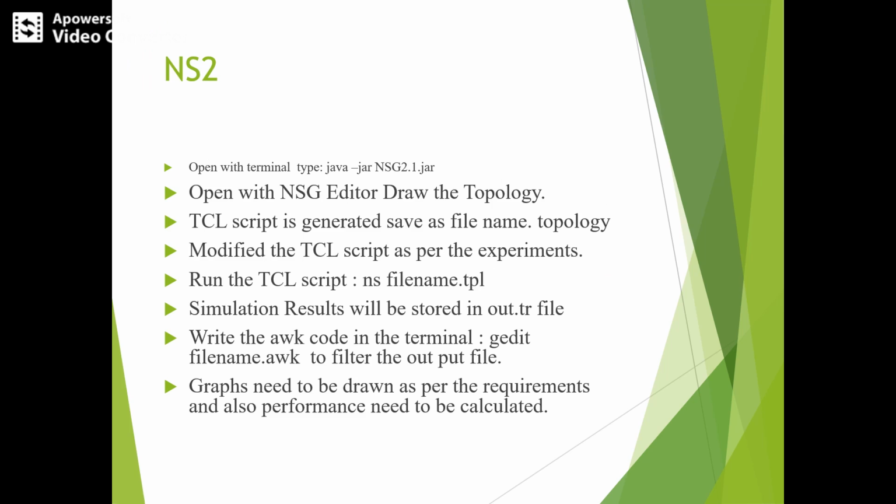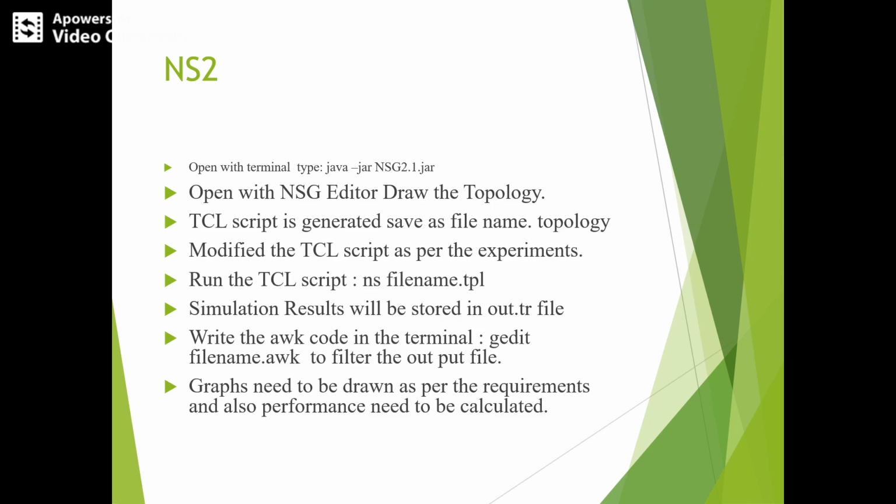There we need to type java -jar nsg2.1.jar, which will open the NSG editor. There we are going to draw the topology of a 3-node point-to-point network. So the TCL script is generated. We should save it with the file name dot topology.